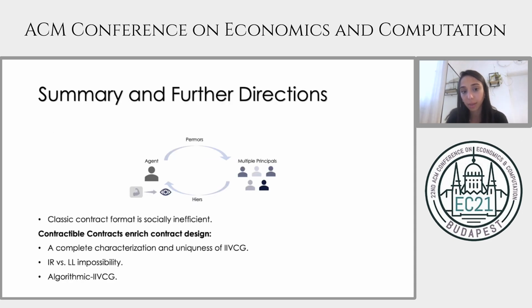So just to really quickly wrap up, we saw that the classic contract formats in common agency, first price contracts, are inefficient. We defined a family of socially efficient contracts, IIVCG, completely characterized them and showed their uniqueness. We revealed an inherent trade-off between limited liability and individual rationality and overcame it by introducing Algorithmic-IIVCG that gives two polynomial time algorithms. In the future, one can extend this model to multiple agents, ask about randomness, or think of contracts that guarantee both limited liability and individual rationality always for all settings, but approximately achieve the optimal welfare.